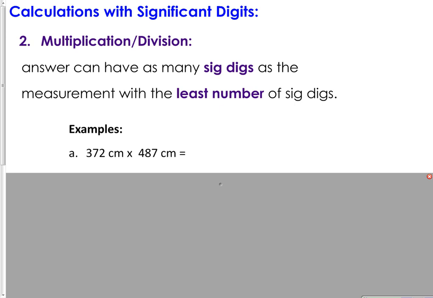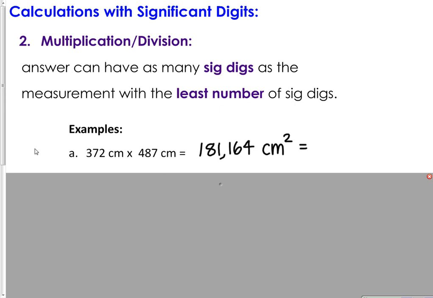So for example A, we're going to take the number 372 centimeters and multiply it by 487 centimeters. Now, if you were to do that in your calculator, you'd get a fairly large number, something like 181,164. Since we took centimeters times centimeters, our label would actually be centimeters squared, like an area. Now, since we multiplied these numbers, we can only pay attention to the number of significant digits in each of the measurements.